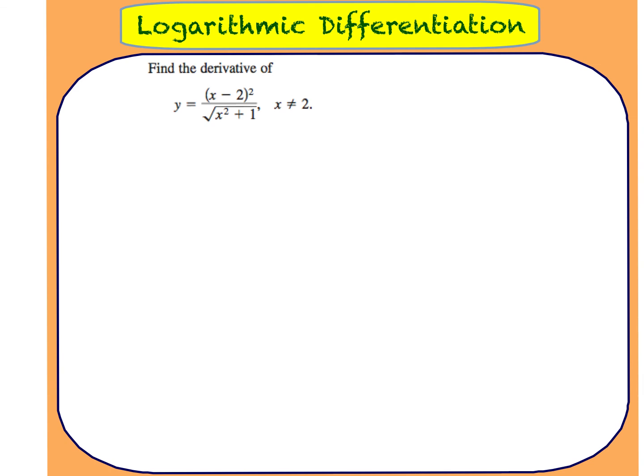Let's do this one. So now I have y equals the quantity x minus 2 squared over square root x squared plus 1. And I want to take a derivative of it. What rule would we have to use if I didn't have any other options? I'd have to use a quotient rule. And honestly, the quotient rule on this one wouldn't be that bad. It honestly wouldn't be terrible. However, this is my logarithmic section, so we're going to use logarithmics.